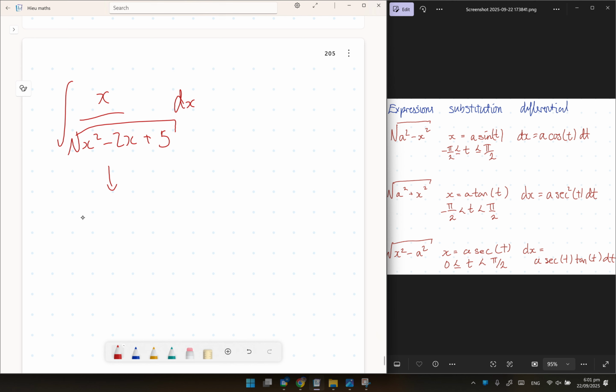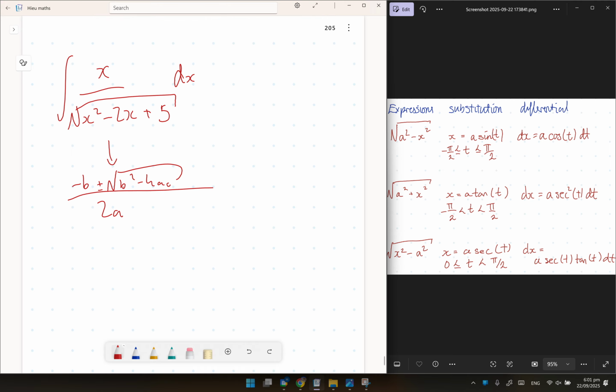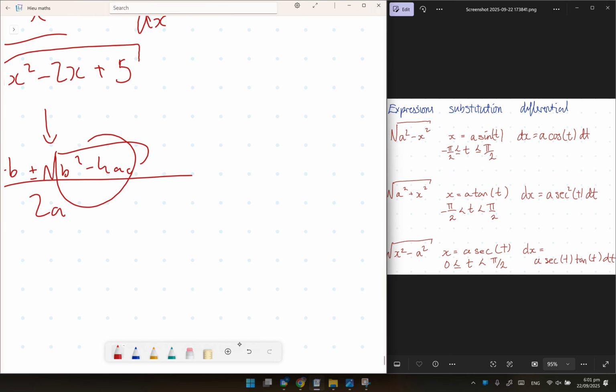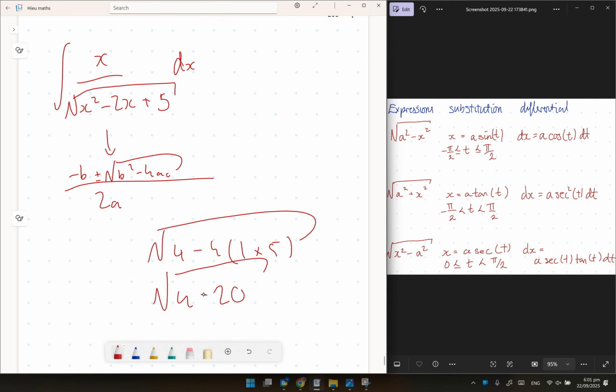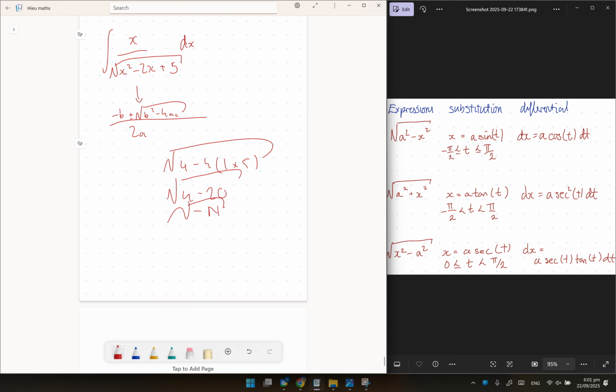If we use the quadratic formula, minus b plus or minus the square root of b squared minus 4ac, all over 2a, we look at the part that shows how many roots there are. The square root of b squared, which is 4, minus 4 multiplied by 1 multiplied by 5, gives the square root of 4 minus 20, which is the square root of a negative number. That is impossible, so there are no roots to this equation.